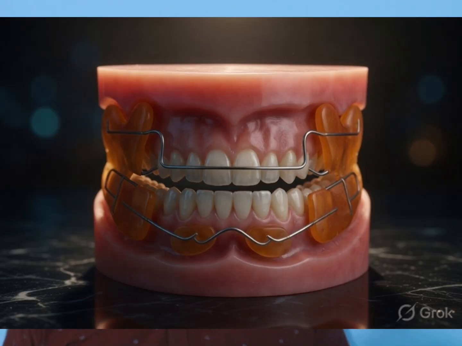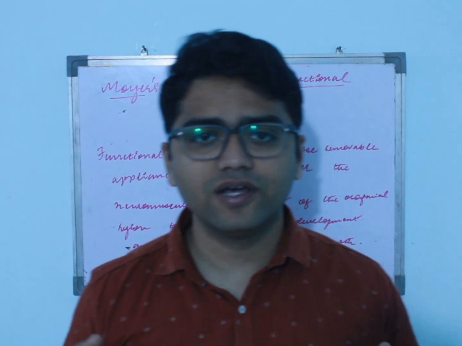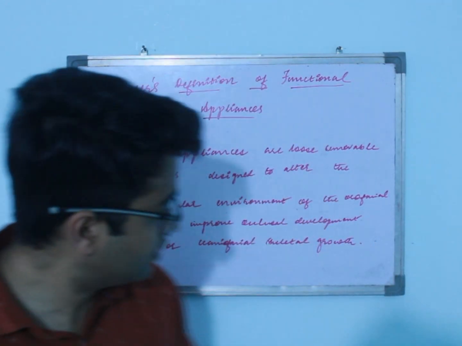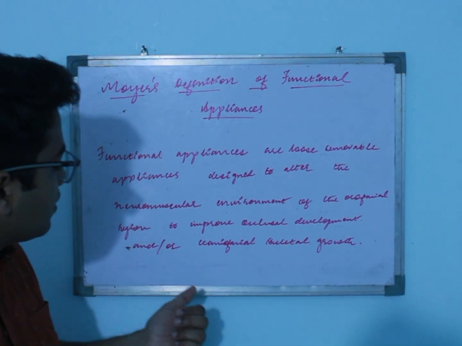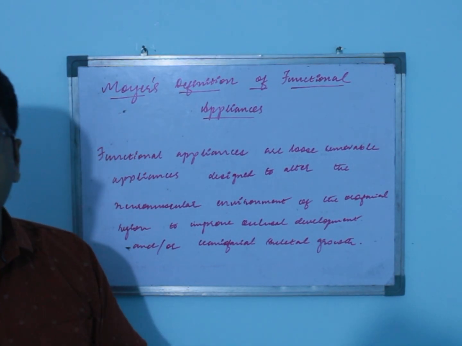What are the muscles of the orofacial region? The muscles such as the buccinator, orbicularis oris, superior constrictor, lateral pterygoid, mentalis. These are the muscles that I am going to influence. So by influencing these muscles, I am going to bring some change. Let's see what is the change. The change is to improve occlusal development and or craniofacial skeletal growth.